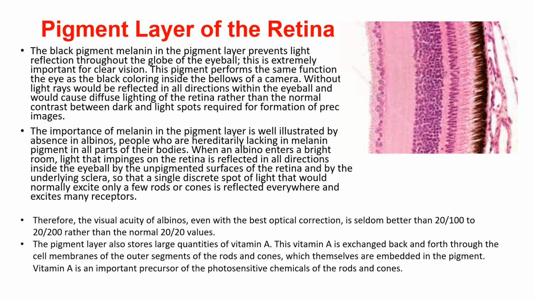This vitamin A is exchanged back and forth through the cell membranes of the outer segments of the rods and cones, which themselves are embedded in the pigment. Vitamin A is an important precursor of the photosensitive chemicals of the rods and cones.